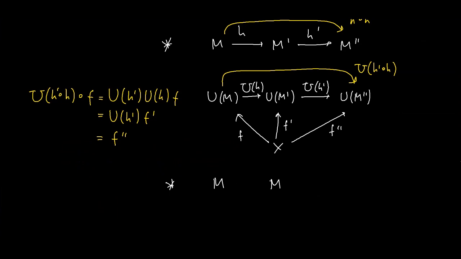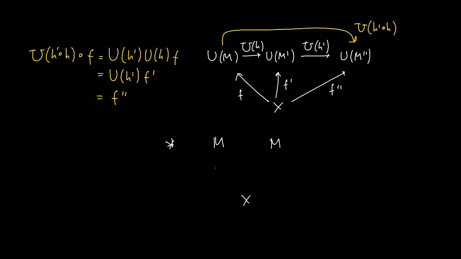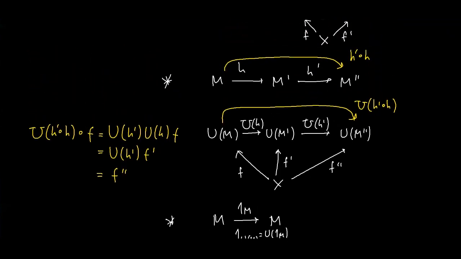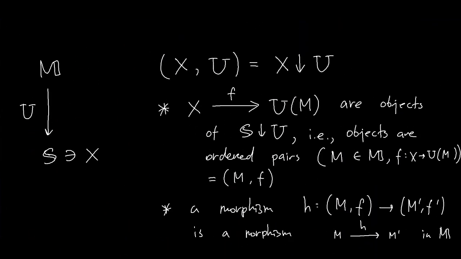So if I've got the same object, F and F, then I just take one M here, and then I apply U of that. Because U is a functor, it will be 1 of UM. And then this triangle will commute because this is an identity morphism. So we use here functoriality of U along with the fact that M is a category. So we get a category, and this category is called the comma category.